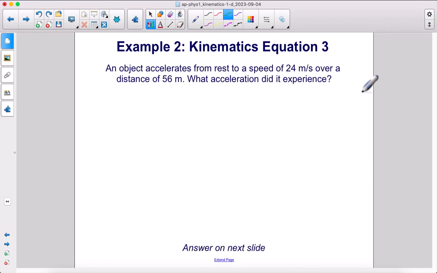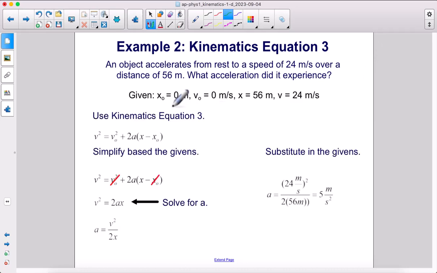An object accelerates from rest to a speed of 24 meters per second over a distance of 56 meters. What acceleration did it experience? Here are our givens. Our initial position is 0, our initial velocity is 0, our final position is 56 meters, our final velocity is 24 meters per second. So, no time. Let's go to kinematics equation 3 and solve for a.